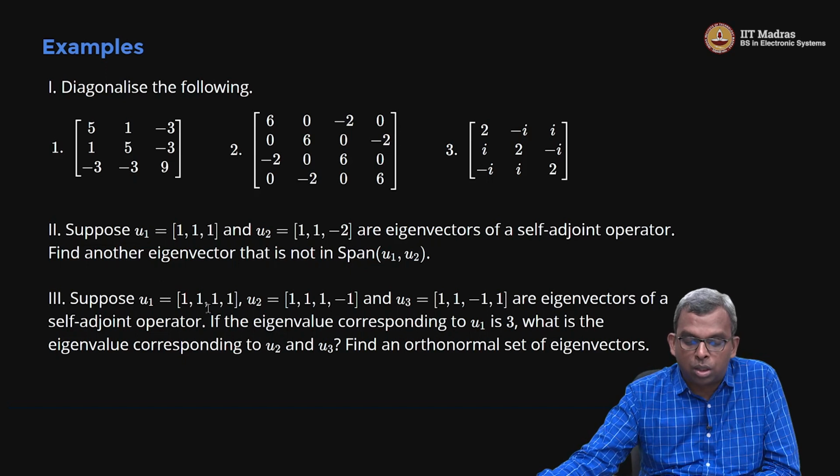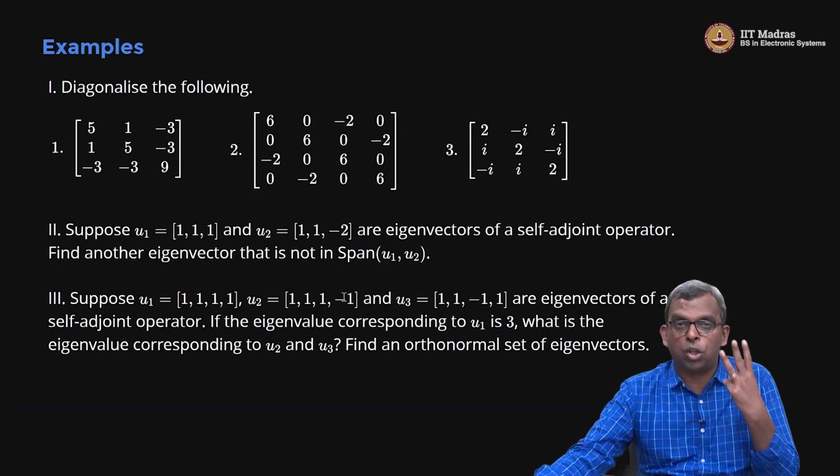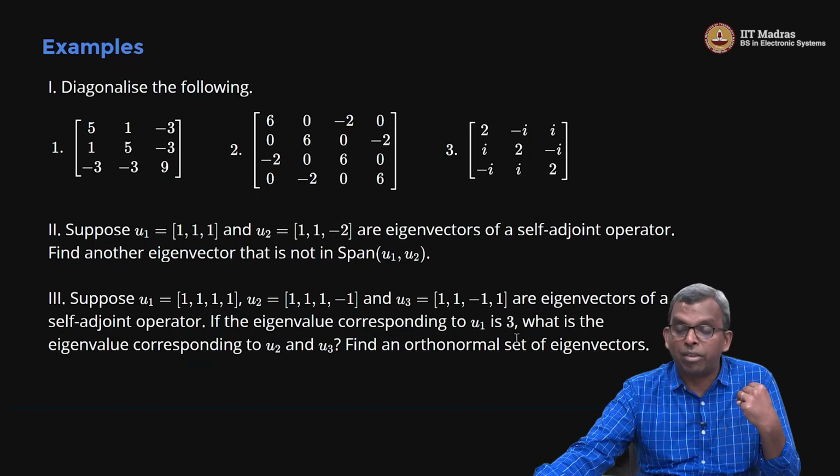But u1 is not orthogonal, so you start with u2, u3 and find a third orthogonal direction in the linear combination of these three, right? So you start with u1 1 1 1, do the Gram-Schmidt carefully, you will get the third vector, which is the orthonormal set of eigenvectors. So you find 3 orthonormal set of eigenvectors for the eigenvalue 3.